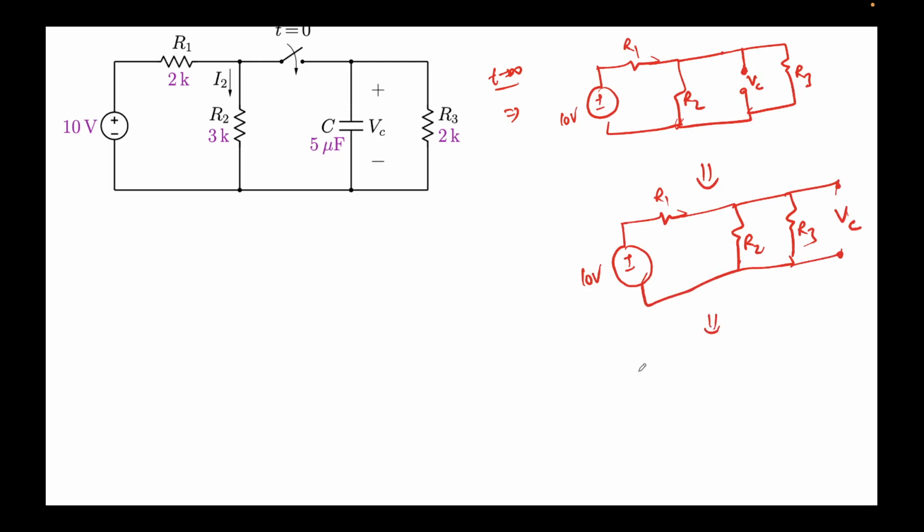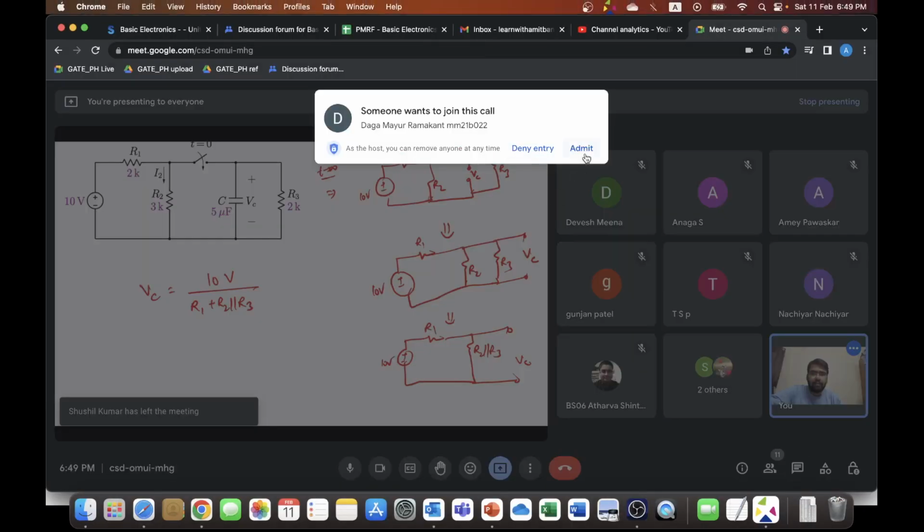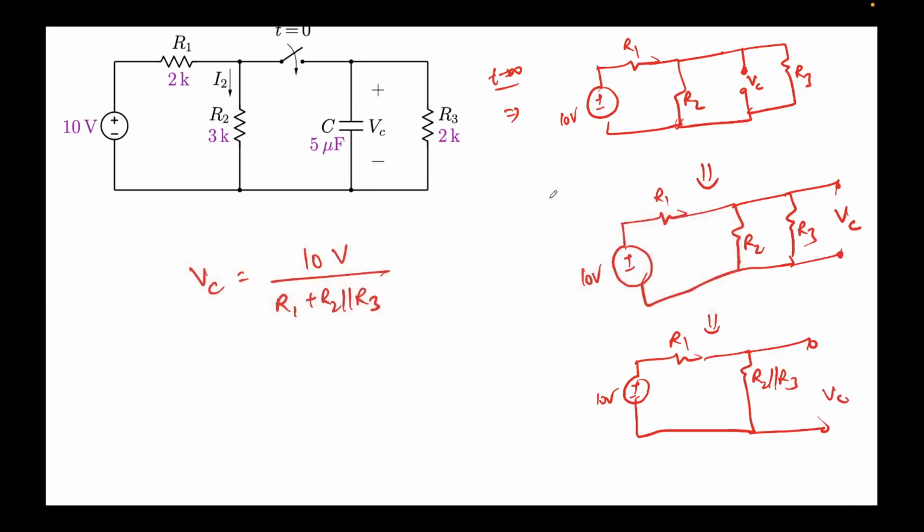Now you can see R2 and R3 are in parallel. So 10 volts, R1, R2 parallel R3, and this is nothing but VC. This is purely a potential divider, so I can simply say VC should be equal to the voltage source, 10 volts, divided by the total resistance, which is R1 plus R2 parallel R3, times R2 parallel R3, right?